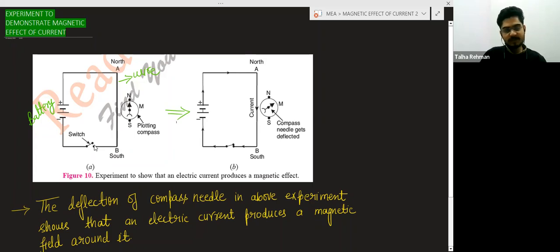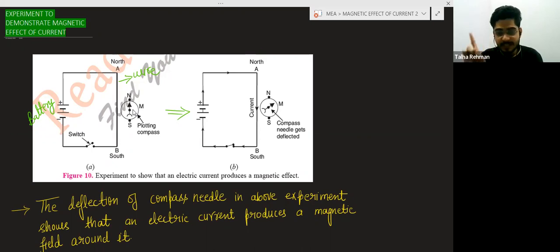Suddenly you close this circuit, or switch it on. There will be some deflection in the compass. I told you that if there is deflection in the compass, it means the compass is telling that there is some magnetic field where the compass is placed.